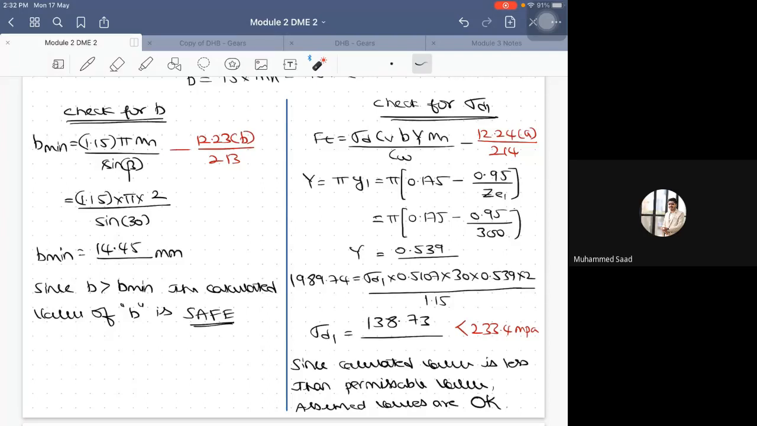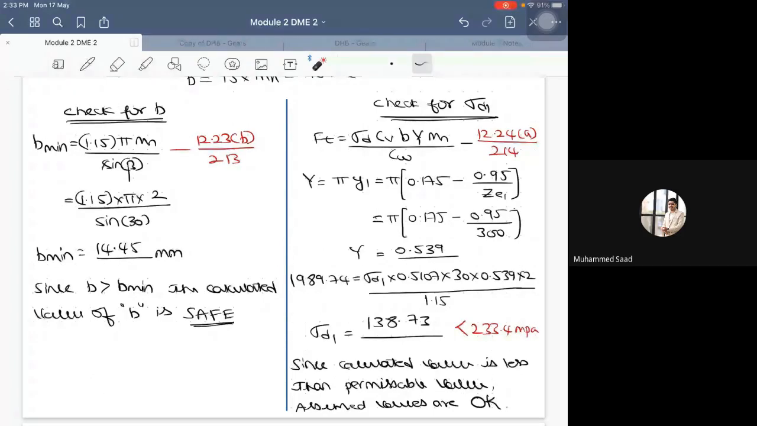What are we supposed to do next? Anyone? Yashwant? Shashank K? Shashank, yes? Dynamic load. Go over the dynamic load calculations.